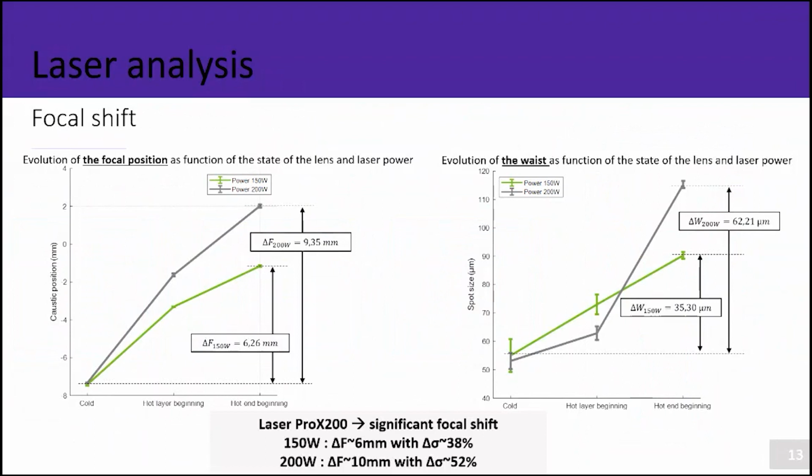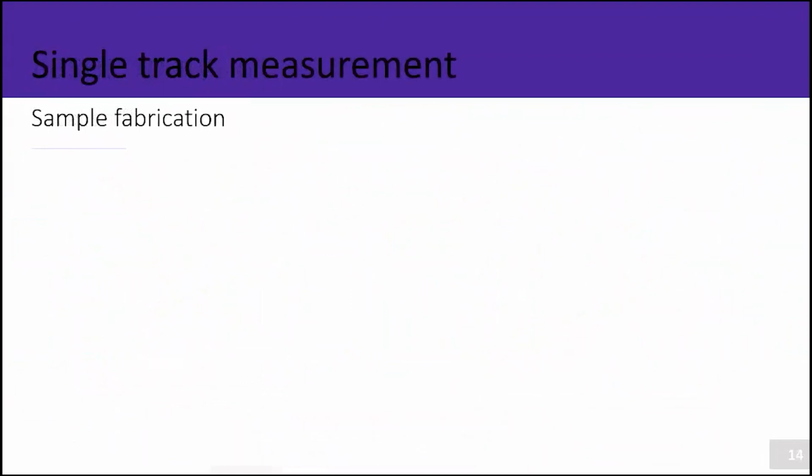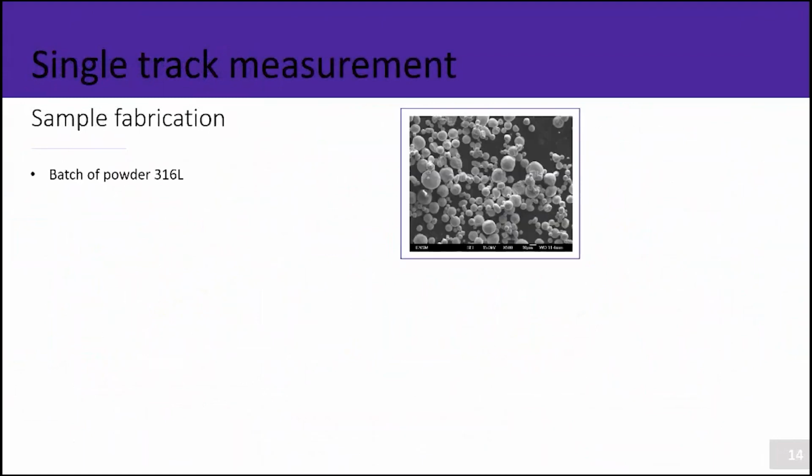You can see that the focal shift is about 6 mm at 100 watts and about 10 mm at 200 watts. So it also depends on the power that you use for the fabrication. And it's a really huge problem because the spot size is also twice as high at 200 watts from cold state to hot state. So now we will try to fabricate some single tracks and observe the phenomenon of the focal shift on the single track formation.